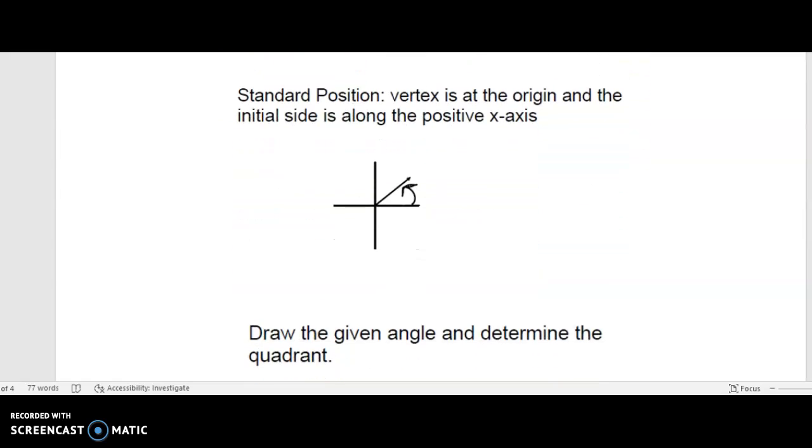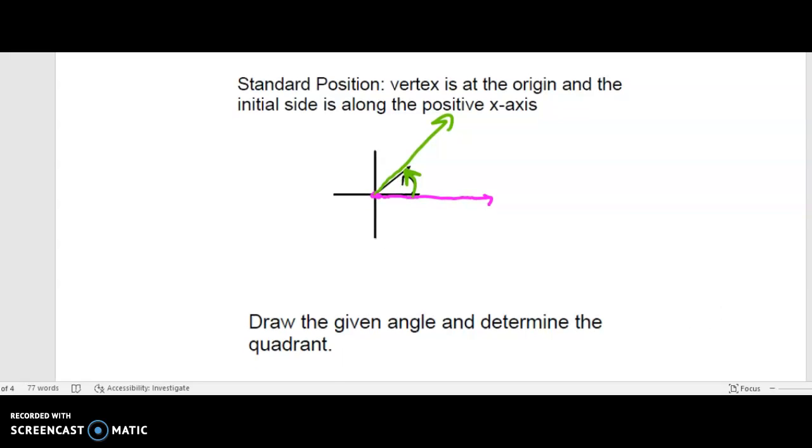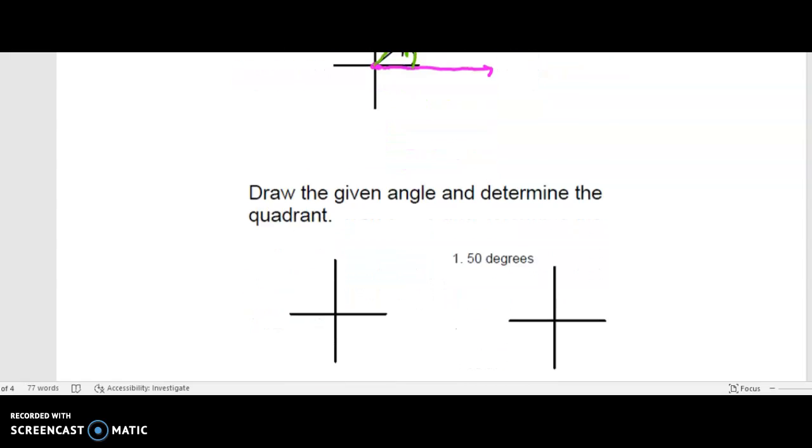Moving on, we have standard position. The standard position of an angle has its vertex at the origin, and the angle has its initial side along the positive x-axis. So this pink is the initial side, and this green is the terminal side of the angle. That's an angle in standard position. The vertex is at the origin and the initial side is on the positive x-axis.